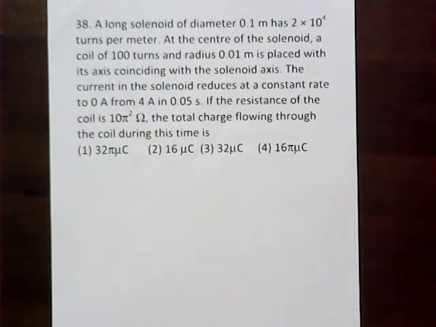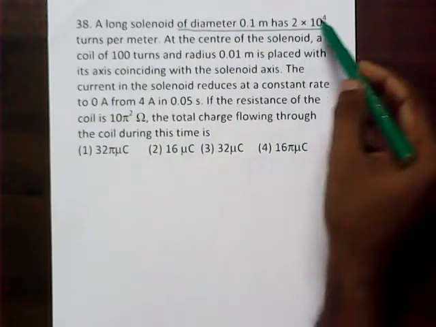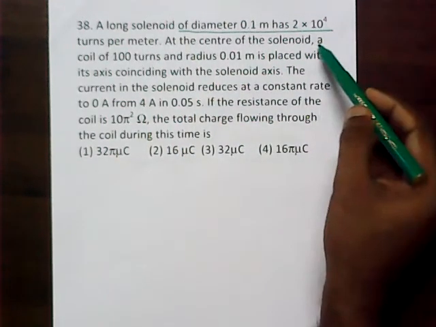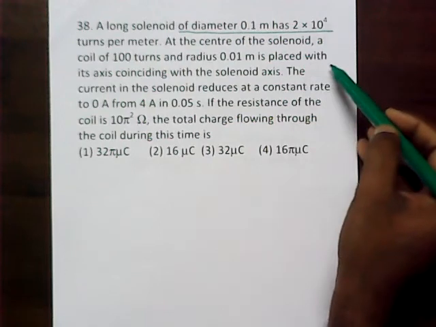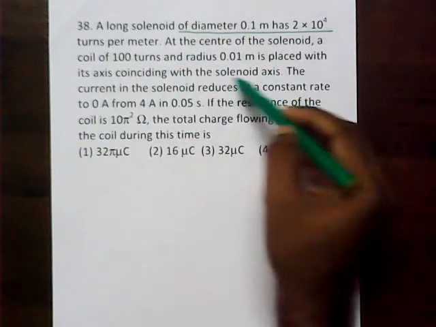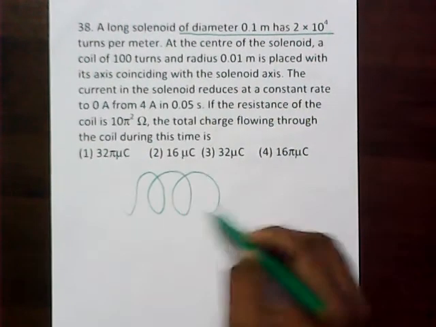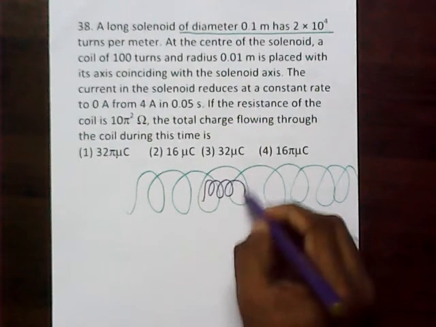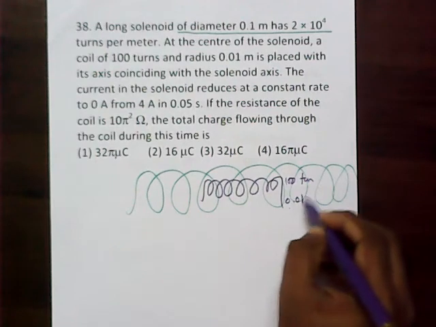Number 38. A long solenoid of diameter 0.1 m has 2 into 10 raised to 4 turns per meter. At the center of the solenoid, a coil of 100 turns and radius 0.01 meter is placed with its axis coinciding with the solenoid. So a solenoid is there, and inside it a small coil with 100 turns and 0.01 meter radius.